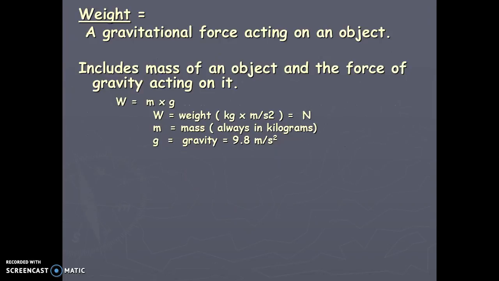Weight is a gravitational force acting on objects. When we step on a scale, we are actually measuring our mass plus how hard gravity pulls on our mass. So the formula that you see there: weight equals mass times gravity. Weight is measured in newtons, mass is in kilograms, and gravity, you now know the number for, is 9.8 meters per second squared.